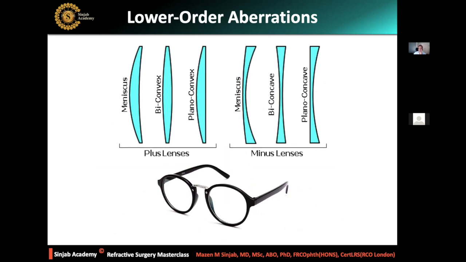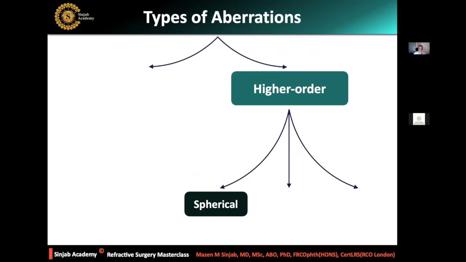Of course, for the lower order aberrations, the treatment can be glasses and contact lenses, and this is contrary to the higher order aberrations, which cannot be corrected by glasses and contact lenses. Now we come to the higher order aberrations. We need to talk about the spherical aberration because this is the main issue related to the depth of focus, related to the contrast sensitivity, related to the quality of vision, and related to which type of IOL is best.